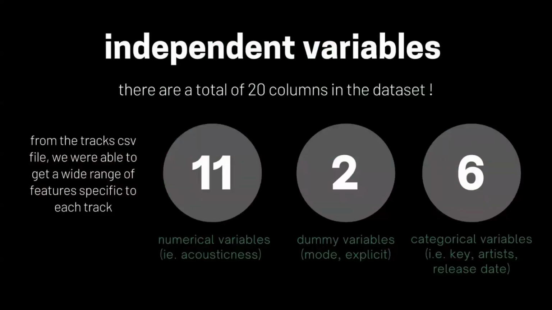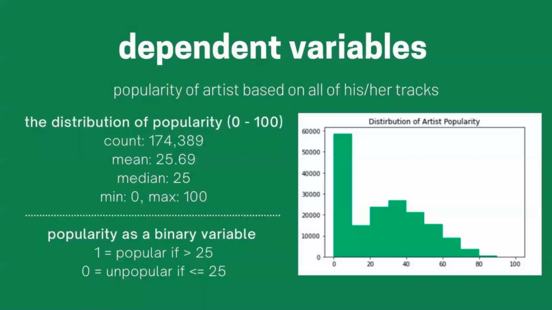For the independent variables or features, there are a total of 20 columns in the data set. From the track CSV file, we were able to get a wide range of features specific to each track. To summarize, there are 11 numerical variables, 2 dummy variables, and 6 categorical ones.